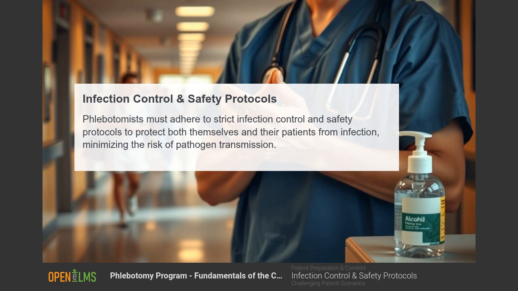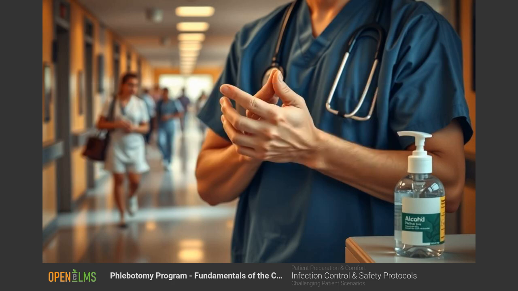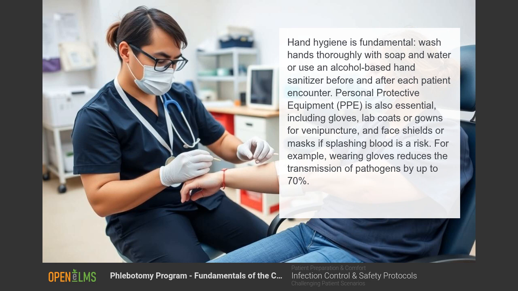Infection control and safety protocols. Phlebotomists must adhere to strict infection control and safety protocols to protect both themselves and their patients. Hand hygiene is fundamental. Wash hands thoroughly with soap and water, or use an alcohol-based hand sanitizer before and after each patient encounter. Personal protective equipment, PPE, is also essential, including gloves, lab coats or gowns for venipuncture, and face shields or masks if splashing blood.